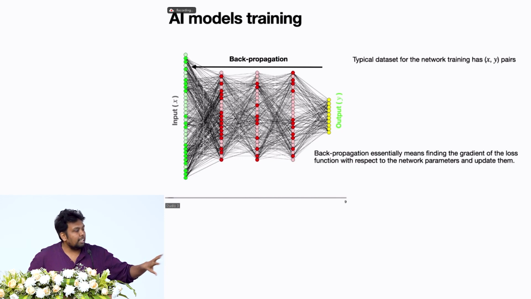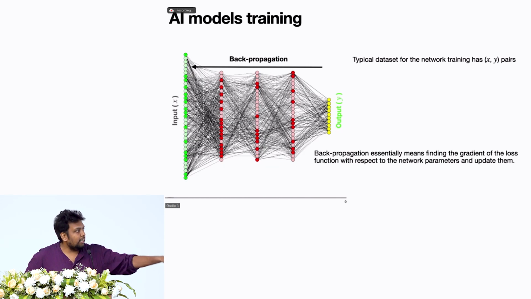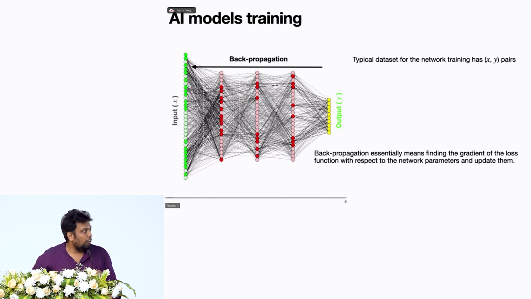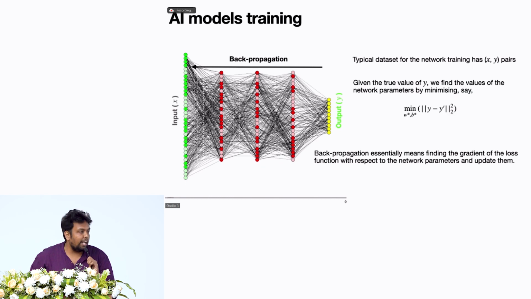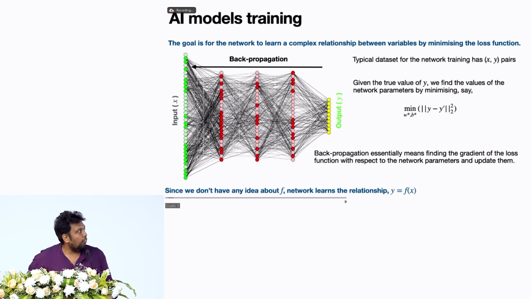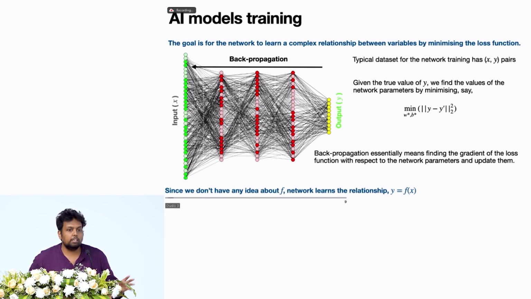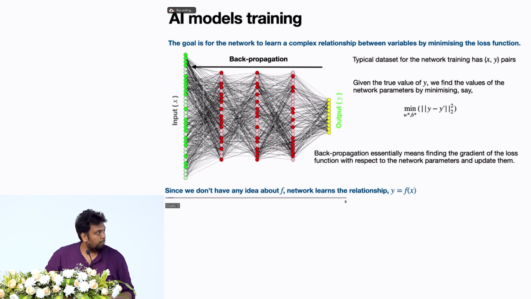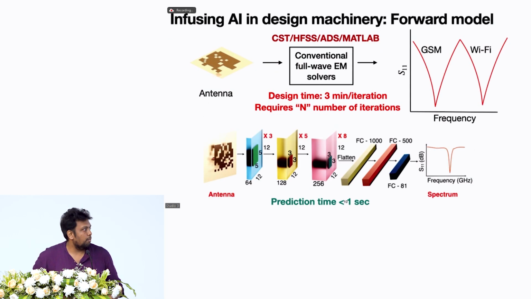Backpropagation essentially is you just need to find the gradient of the function so that we get some good relation between X and Y that we don't know analytically. So the goal of the network is to learn a complex relationship between the variables by minimizing the loss function, since you don't know anything analytical about the function.